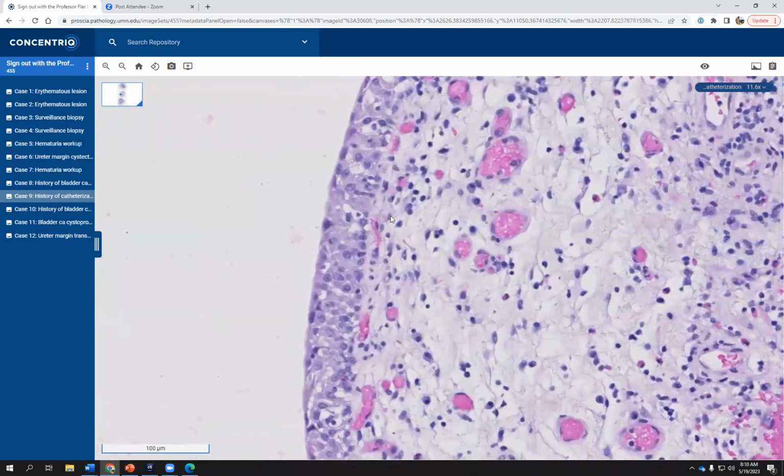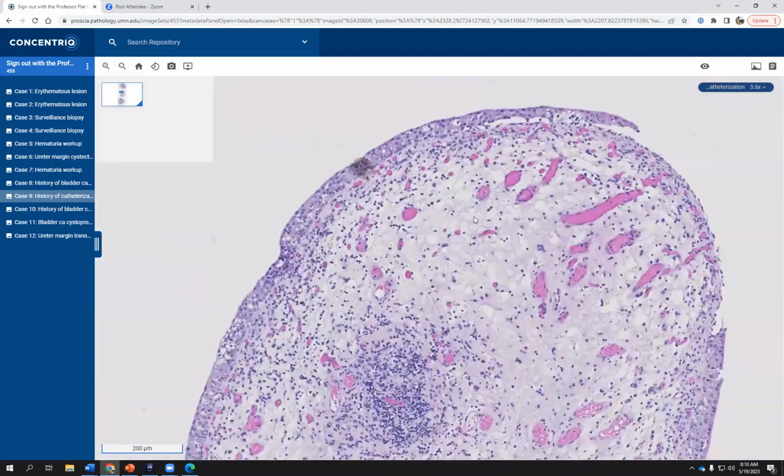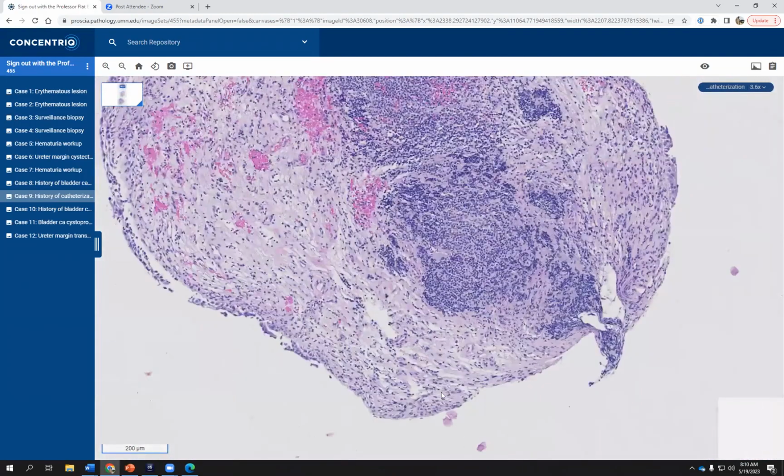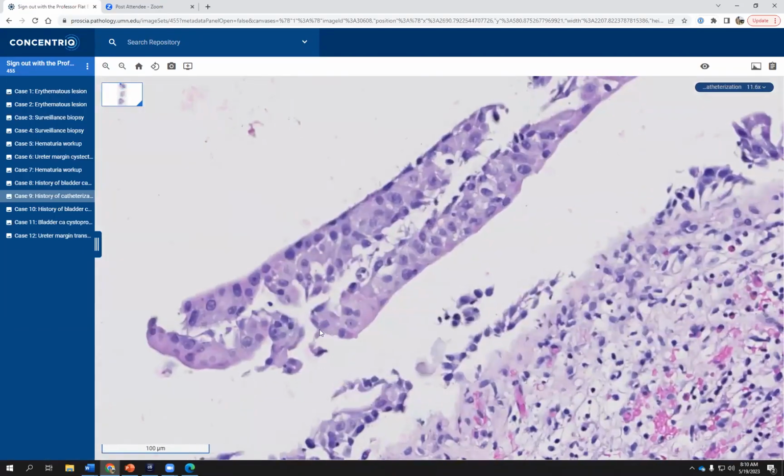And also compared to the previous case, we do not see that much amount of inflammation, which would make us easily think of a reactive condition. So these cases can get a little bit tricky. So I will show you another field over here. Right here, you can see that there is somewhat more nuclear enlargement and somewhat more atypia that can be really concerning for carcinoma in situ.